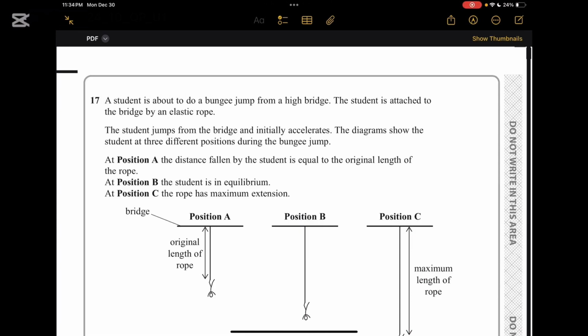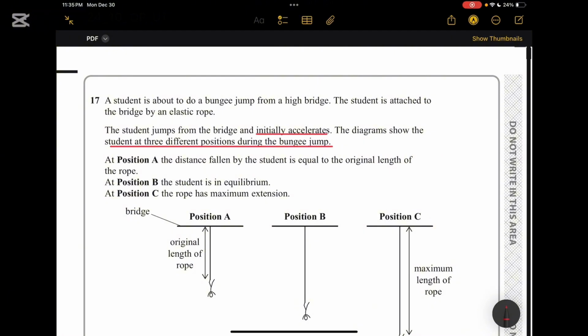Done. So in question number 17, they have said a student is about to do a bungee jump from a high bridge. The student is attached to the bridge by an elastic rope. The student jumps from the bridge and initially accelerates. The diagram shows the student at 3 different positions during the bungee jump: position A, B and C. In position A, the distance fallen by the student is equal to the original length of the rope.